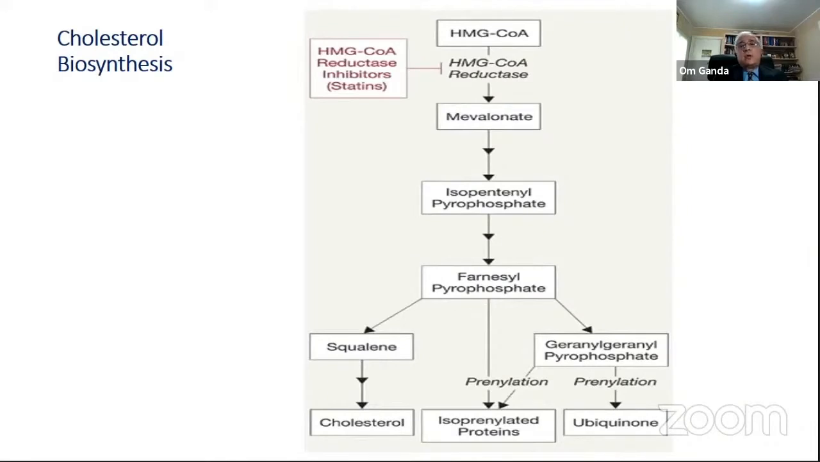But anyway, everyone knows that HMG-CoA reductase is a rate-limiting step in cholesterol synthesis. There are 27 different steps before you finally get cholesterol in place.